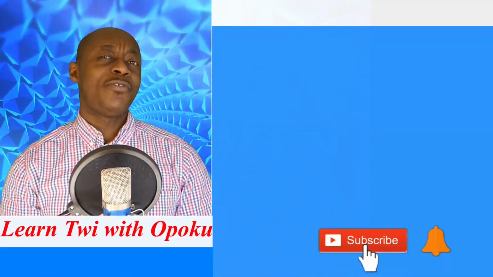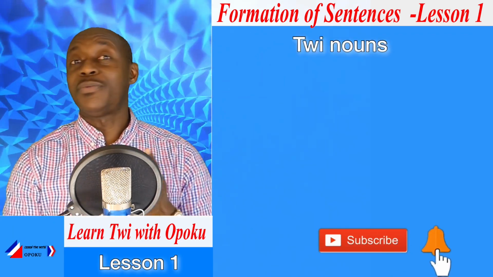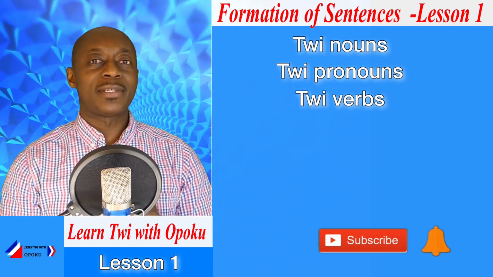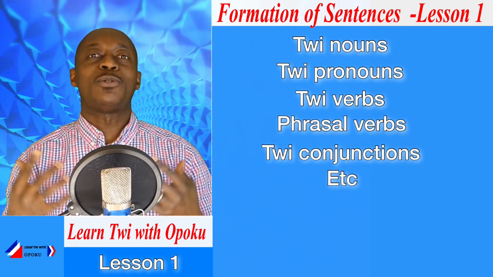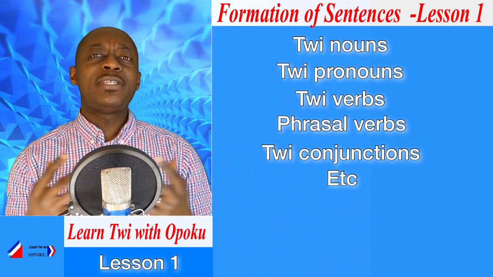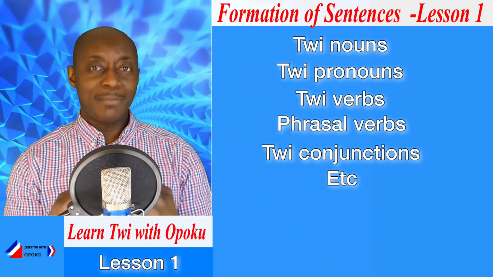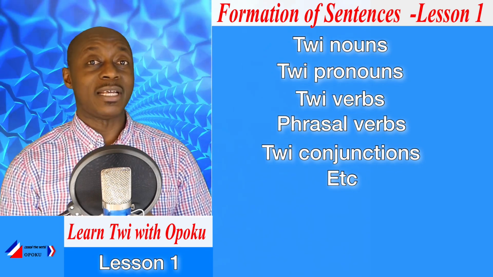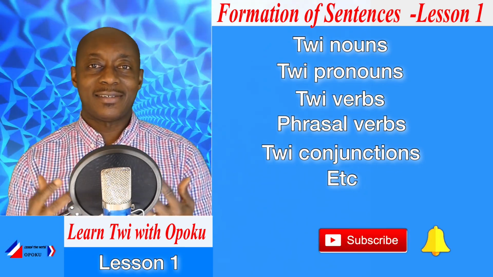Well, if you have been following me so far, you realize that we have learned Twi nouns, Twi pronouns, some Twi verbs, phrasal verbs, Twi conjunctions, and so on and so forth. All these are parts of what? A sentence. So it's time for us to put them together to form some simple sentences in Twi. This means that we're going to learn how to form sentences.